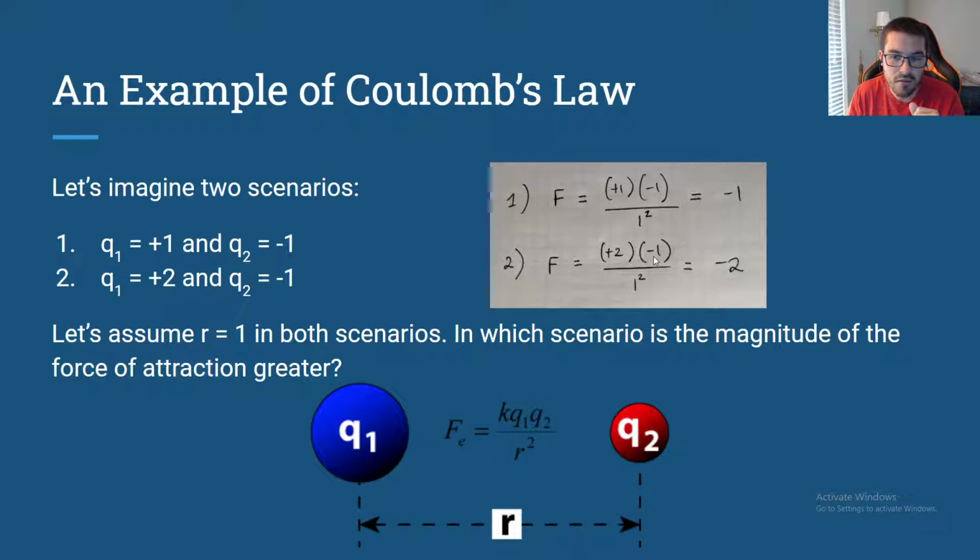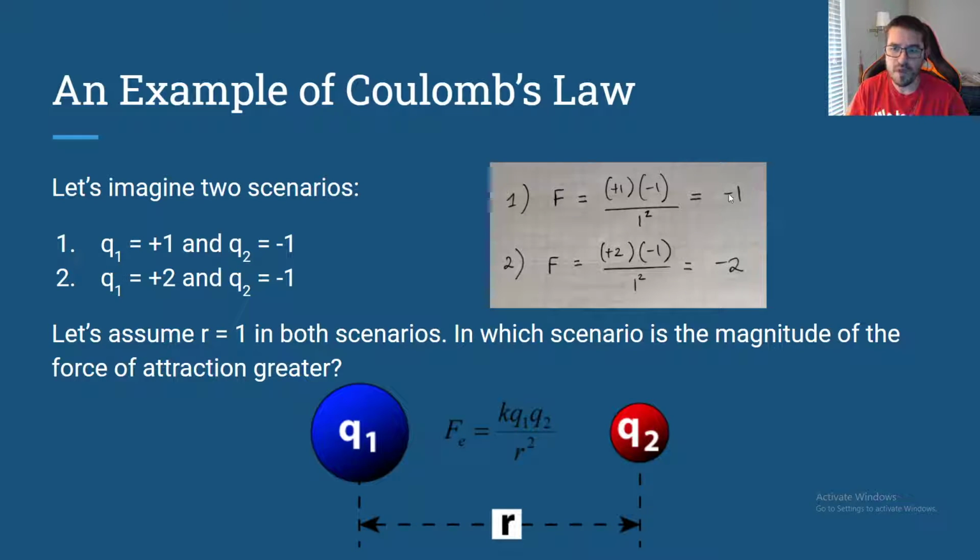Positive and negative, right? Because a positive times a negative is a negative. If these were the same sign, positive and positive, or negative and negative, then we would have a positive sign out here. So if your force is positive with Coulomb's law, that means those particles are repelling away from each other. If your force is negative, that means those particles are attracted to one another. Hopefully that makes some sense.